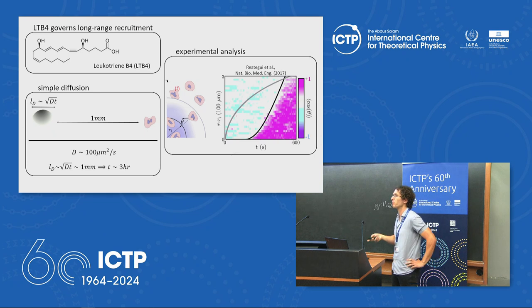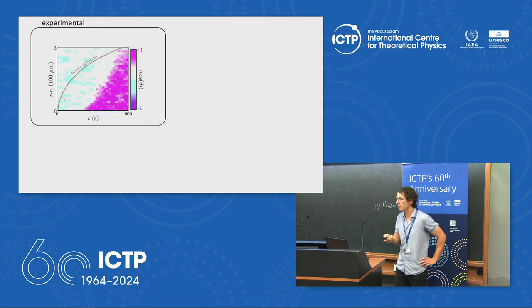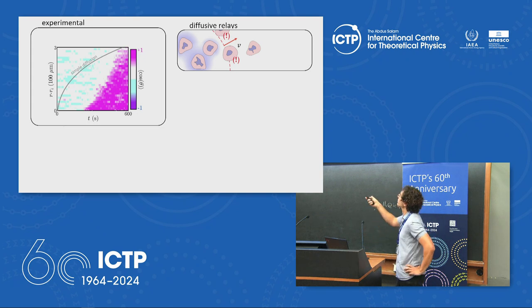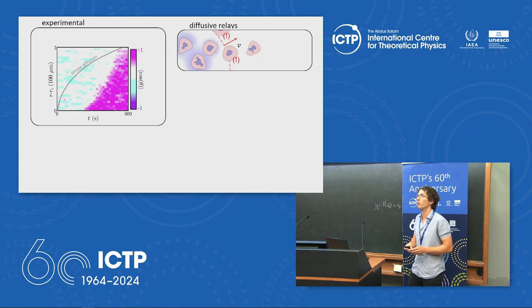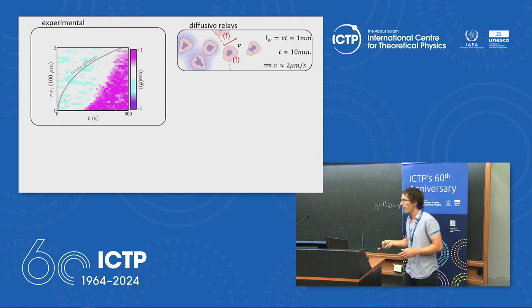So that's another problem. And so we thought maybe what's going on is that cells, when they sense LTB4, not only start moving towards the target, but also start secreting LTB4 themselves, becoming sources of LTB4, and in that way create what we call a diffusive relay. And what we expect is that the time it would take to traverse a millimeter is about 10 minutes, so the velocity of this wave should be of the order of microns per second.